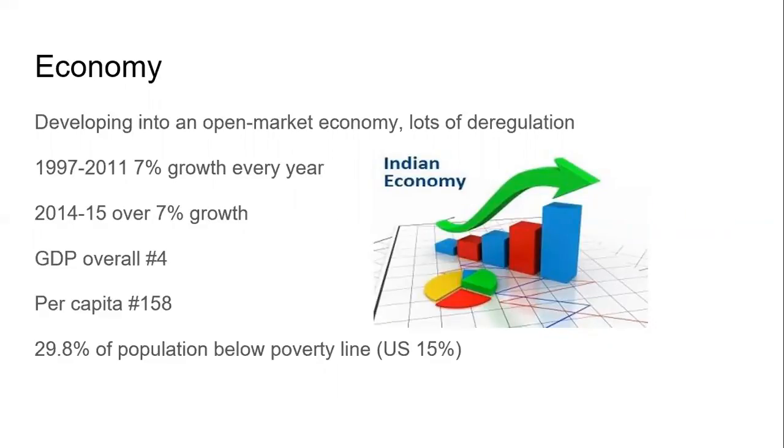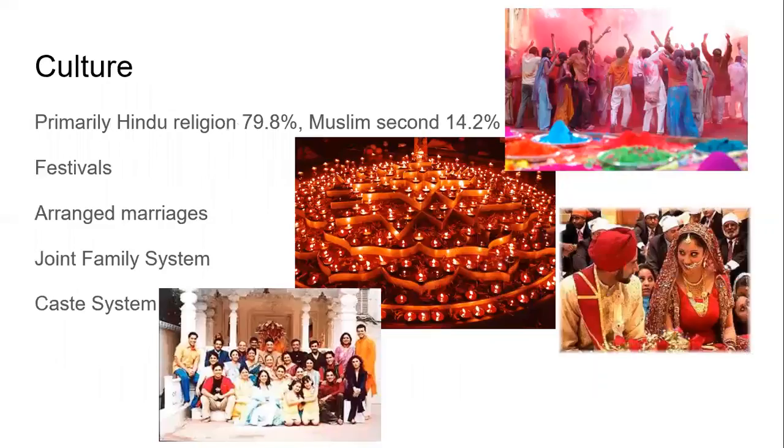The GDP overall is number 4 in the world. Unfortunately, when it's divided per capita, it's only number 158. And unfortunately, as well, 30% of the population lives below the poverty line, compared to the US, where only 15% is below that poverty line.